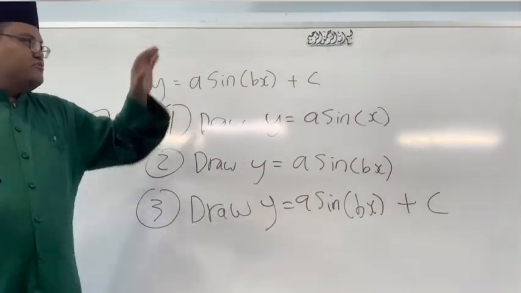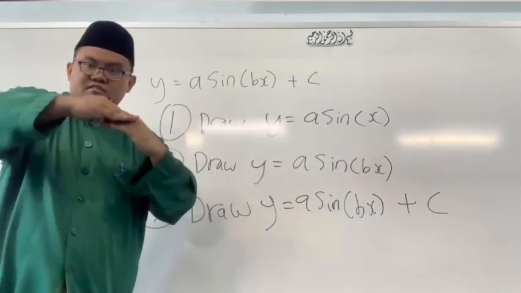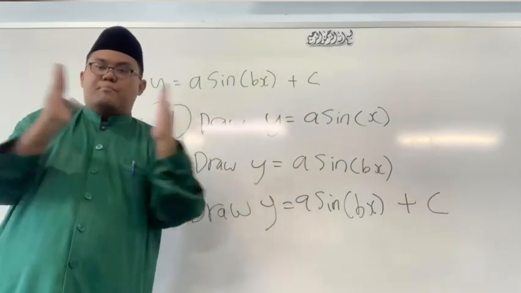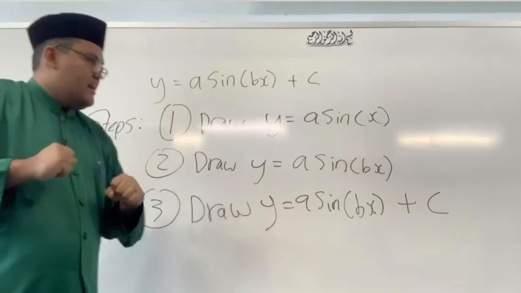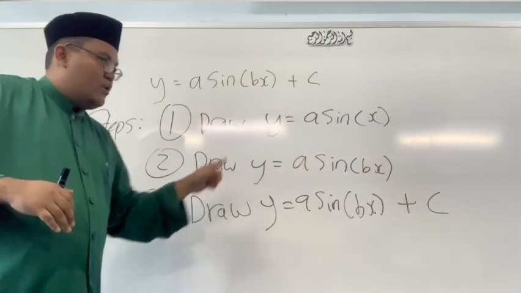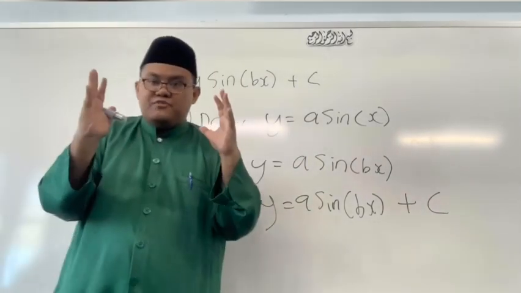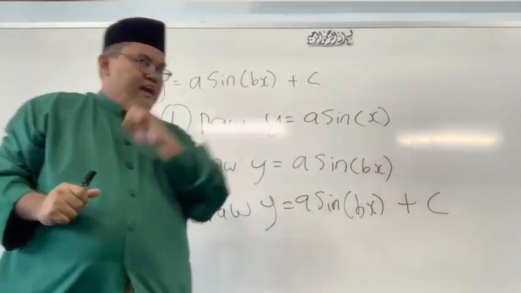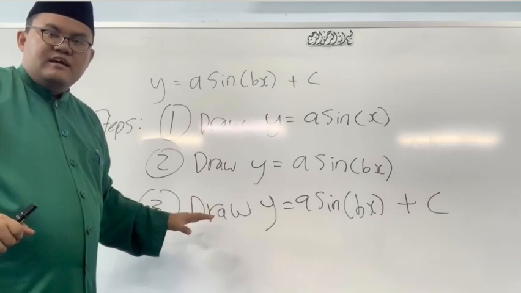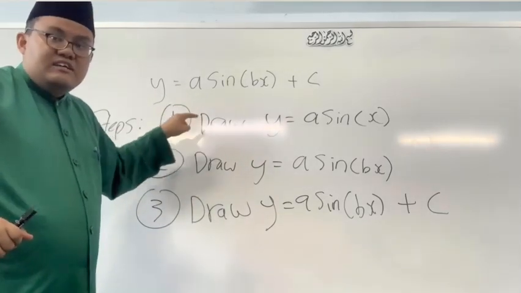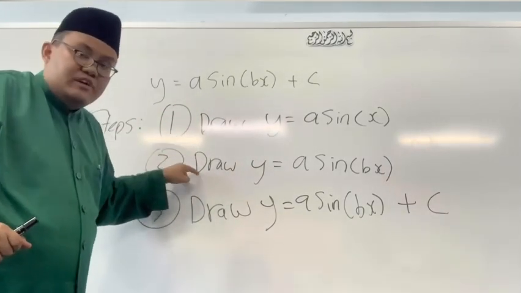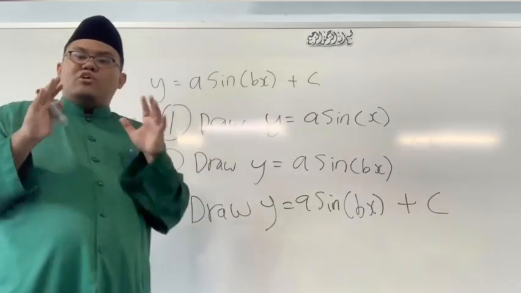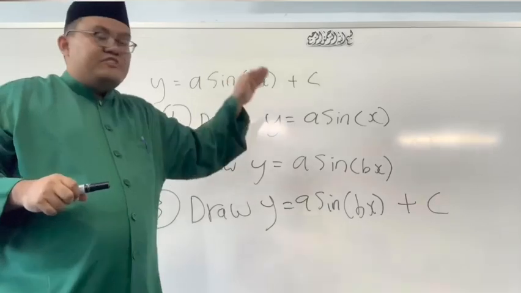So step 1, effect of A, stretch. Step 2, after you draw this one, what does B do? Compress, whatever. And after you do that, the last one, what does C do? Whatever you have, it either moves up or moves down. If you notice, you have to draw 3 different graphs before you arrive at the final graph. So a lot of graphs to be drawn, but these are step by step.